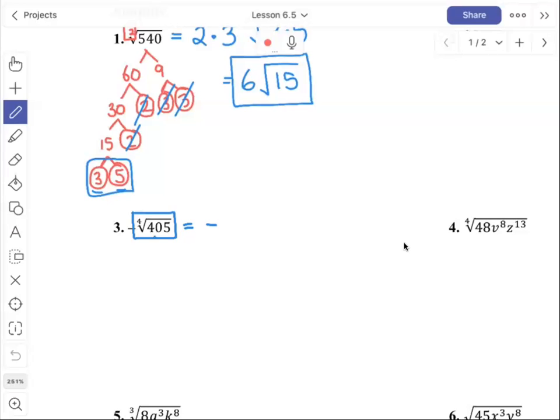Okay, let's break down the 405. What 2 numbers multiply to 405? Go ahead and type it in the chat. Ooh, nice. I got 81 and 5. Good. All right. And then 5 is done, so I'm going to circle it. What about the 81?